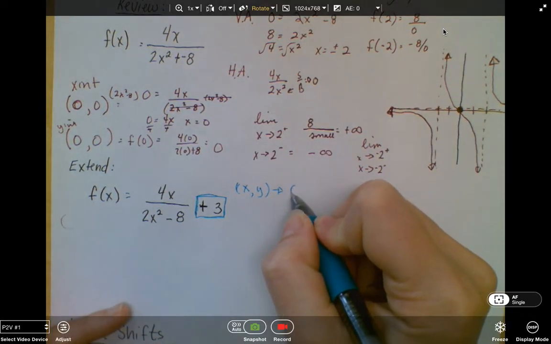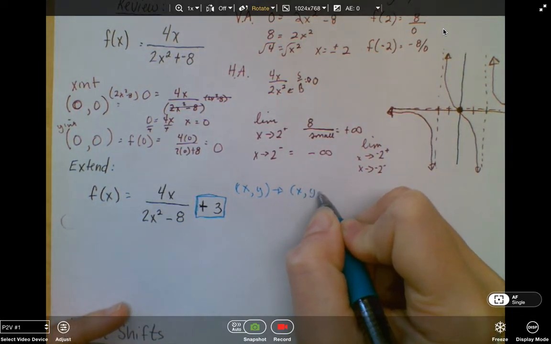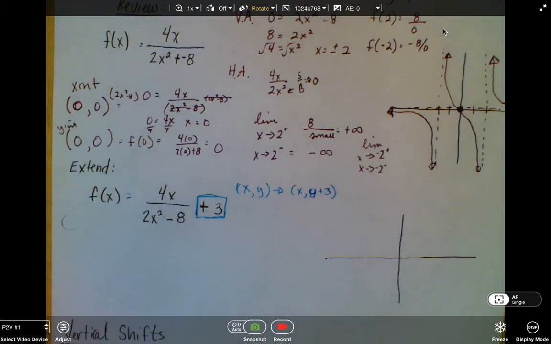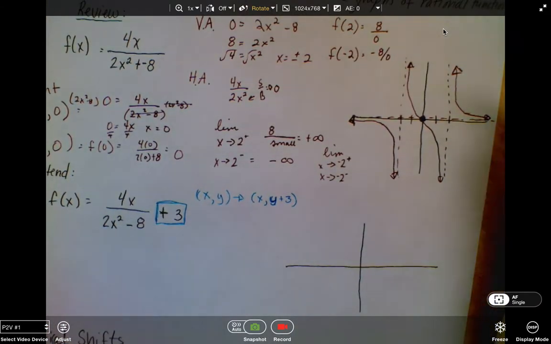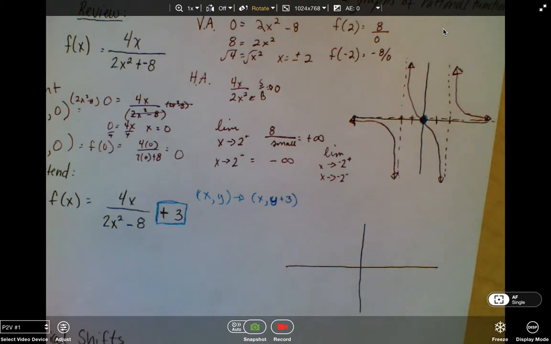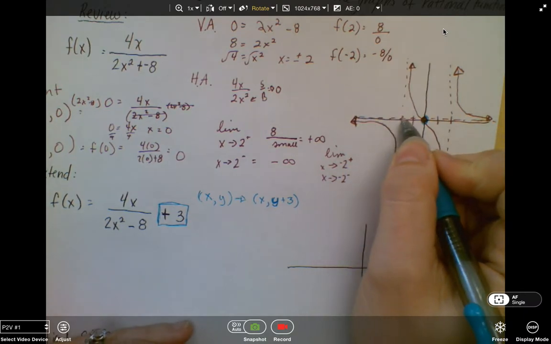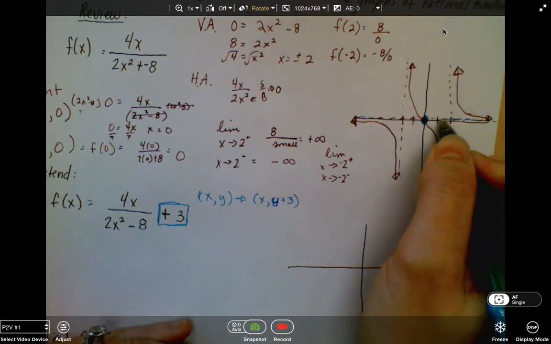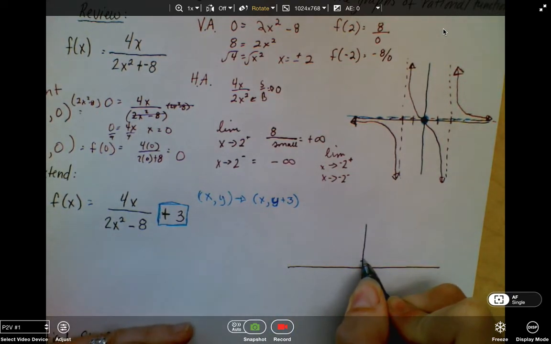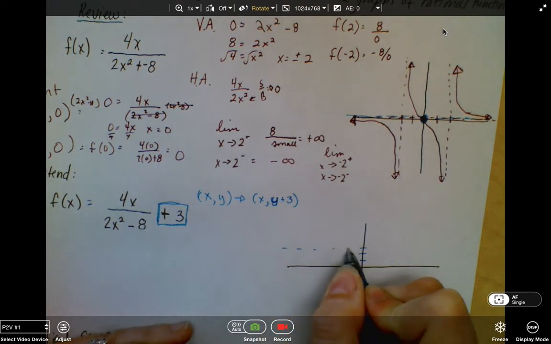So x, comma, y is 3 further up than it was. So whatever it was, it's now 3 further up. So let's choose some points. Let's say this point right here, and then this horizontal asymptote. So these are really the only things that are going to be dramatically shifted. So our horizontal asymptote was at 0, so now it's at 3.